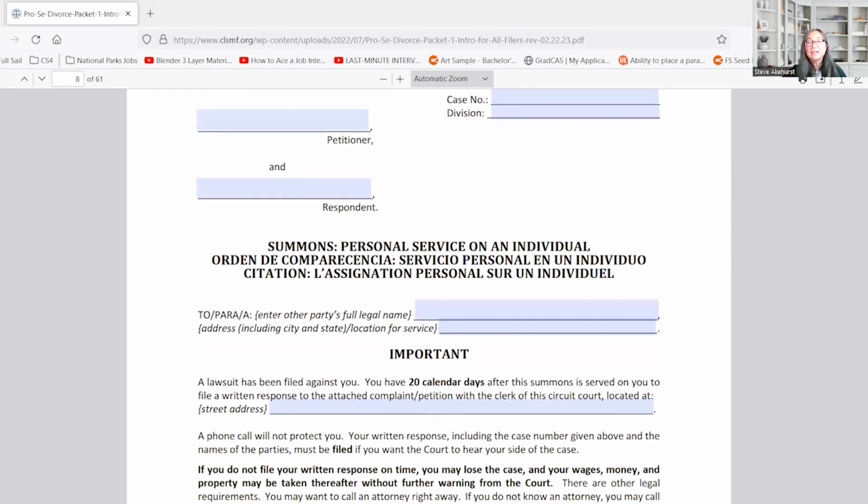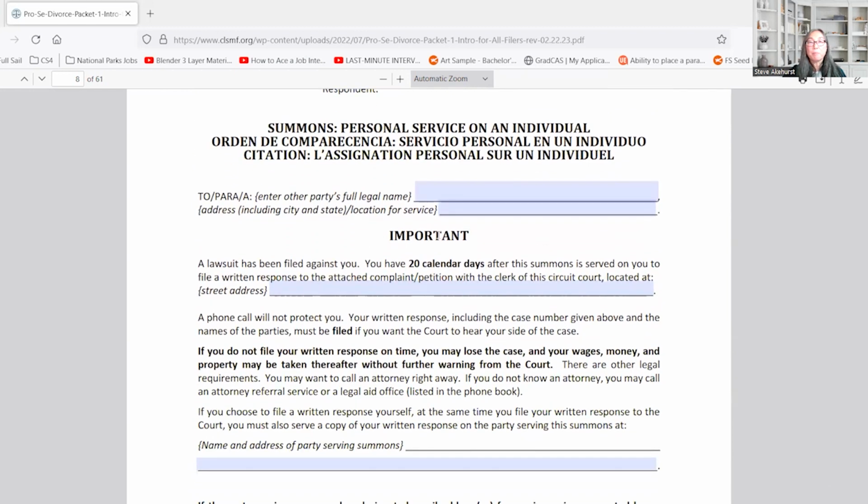All right. And then the second part says important, the lawsuit has been filed against you, the respondent, and they have 20 calendar days once they receive the summons to file a response to the clerk. And what you have to do is make sure you look up the clerk of court in whichever county that you are, and write their mailing address so that they have to file a written response to the mailing address.